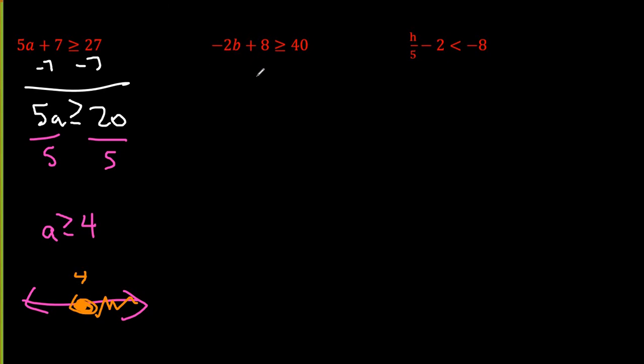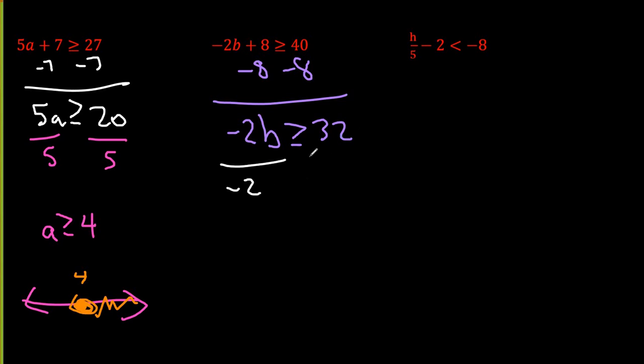The next one, now we got some negatives. So we get rid of the stuff that's on the same side of the letter but not touching it. So the opposite of adding 8 is to subtract 8. That gives us a negative 2b greater than or equal to 32. And we're going to divide by negative 2.